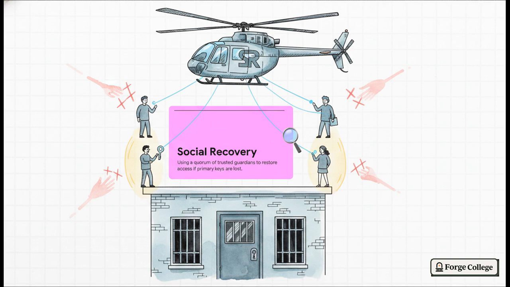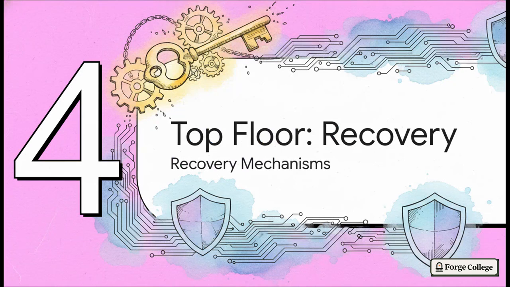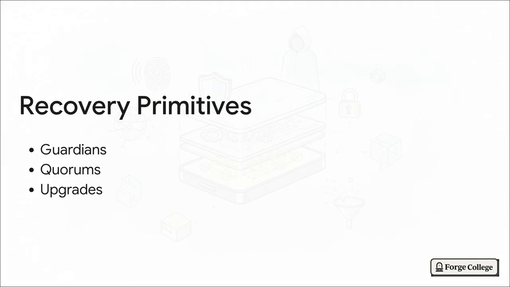But just like a real helicopter, it requires incredibly careful coordination so the wrong people don't end up hijacking the chopper. Which officially brings us to section 4, the top floor, recovery mechanisms. Up here on the top floor, this layer handles all of the out-of-band controls and overrides that sit completely external to your standard day-to-day signing flow. We're managing guardians, quorums, and the ability to actually upgrade those guardian sets.